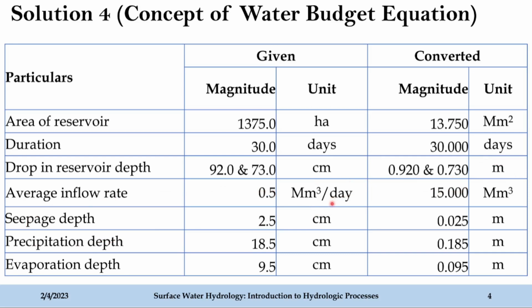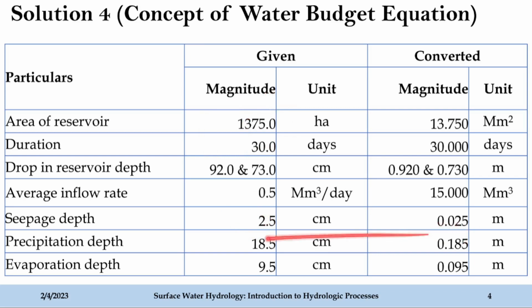So we were interested to find out what is actually happening for the entire duration. So the duration is 30 days. So we have multiplied the average inflow rate with the duration. So 0.5 into 30 gives us 15 million meter cube. This is the volume of water which has flowed into the reservoir. Likewise, we have seepage depth which is given to us as 2.5 centimeters. So we were interested to find out the volume of seepage loss which has occurred from the reservoir. So we have multiplied this 2.5 centimeter with the area of the reservoir, which is 1375, and it gives us 0.025.